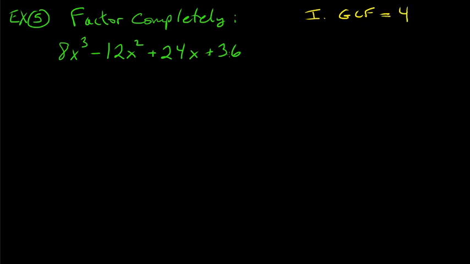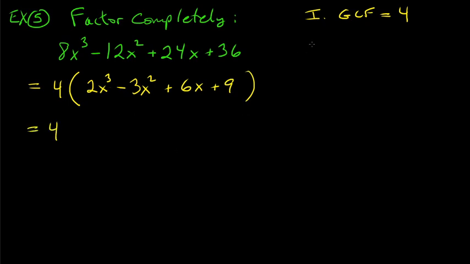And there's no x here, so we cannot factor out an x. Not from all 4 terms. So let's factor out the 4. And that leaves us with 2x cubed minus 3x squared plus 6x plus 9, right? Yep. So now we look for grouping, right?